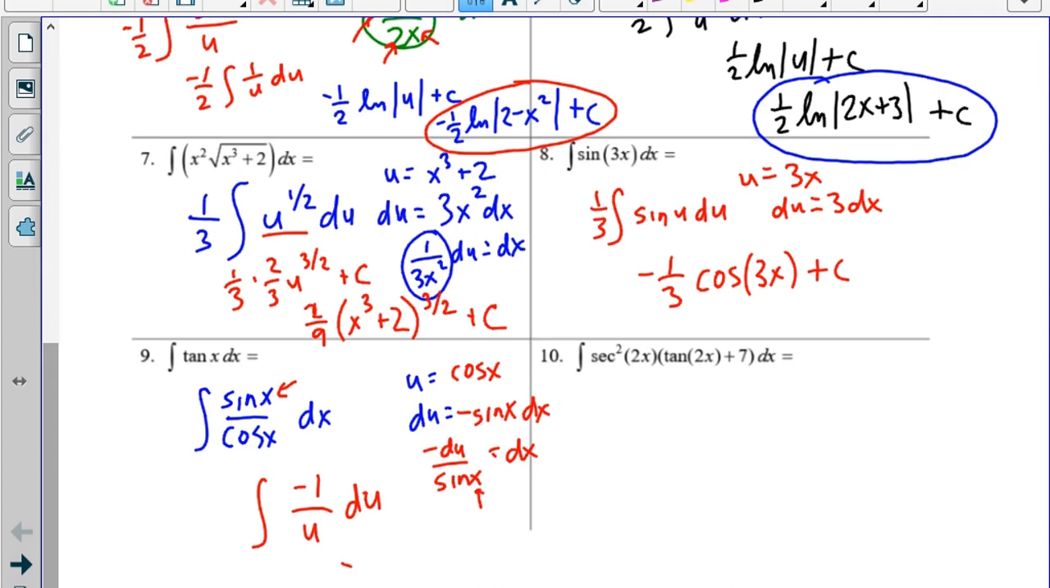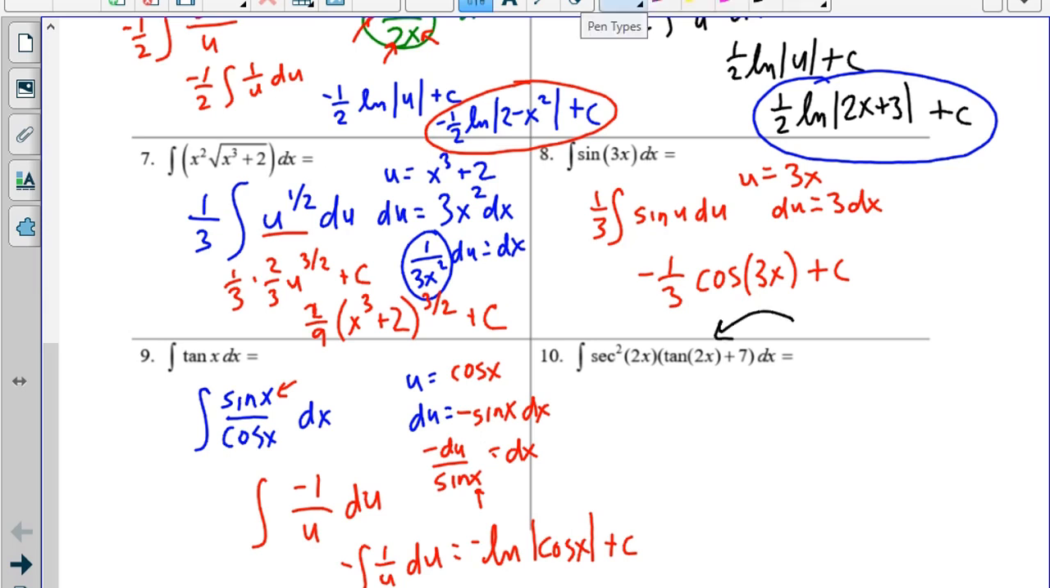So the integral of negative 1 over u du ends up being the negative natural log of absolute value of cosine x plus c. So notice that u is cosine in this case. There's a lot of stuff going on. I'm going to choose the actual correct thing to make u.